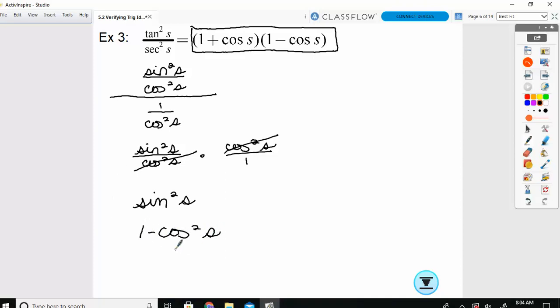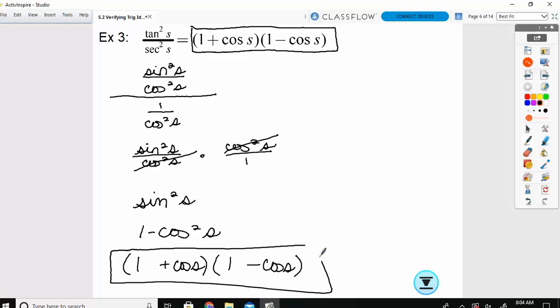And then AJ said factoring. Didn't we do a difference of squares problem when we were factoring yesterday? So 1 minus cosine squared, we know difference of squares factors into two things, one with a plus and one with a minus. 1 would just work into 1, cosine squared works into cosine s. So 1 plus cosine s times 1 minus cosine s. And we've got it.